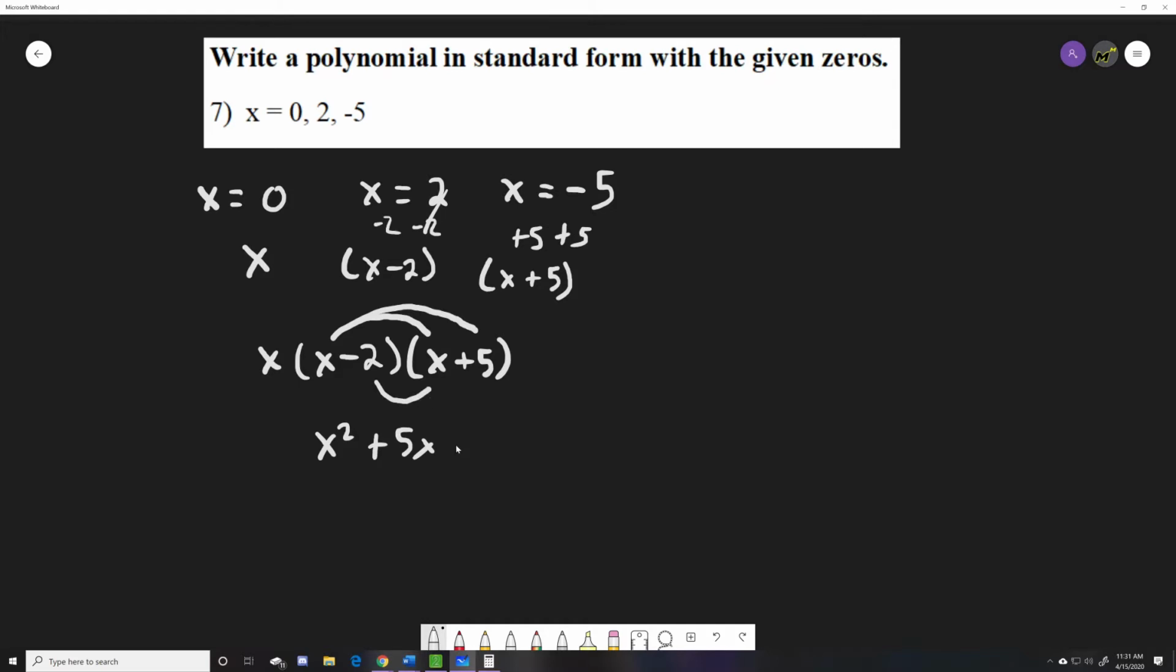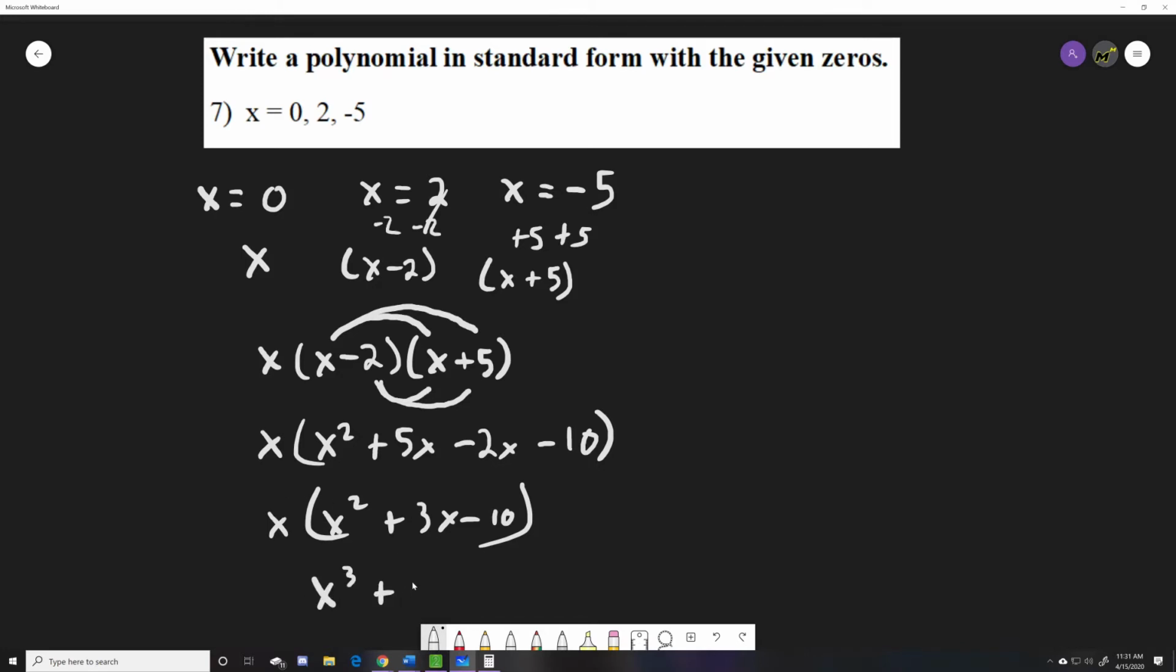Then -2 times x is -2x, and -2 times 5, well hey, we're at -10. Okay, combine your like terms. So we have x squared plus 3x minus 10. And then the final step, multiply this x through to all three terms, so we end up with x cubed plus 3x squared minus 10x as your original polynomial.